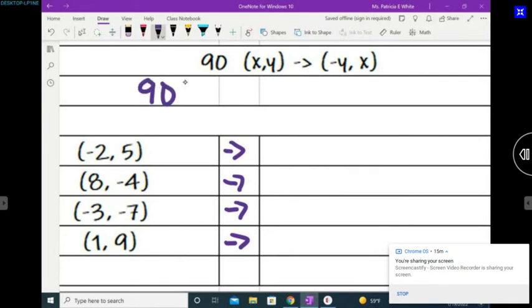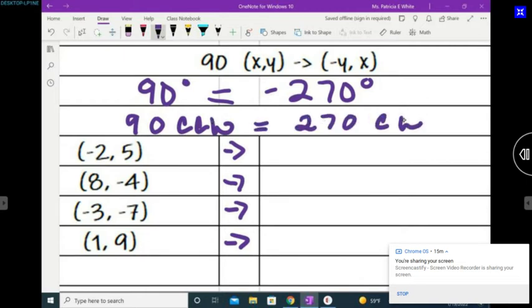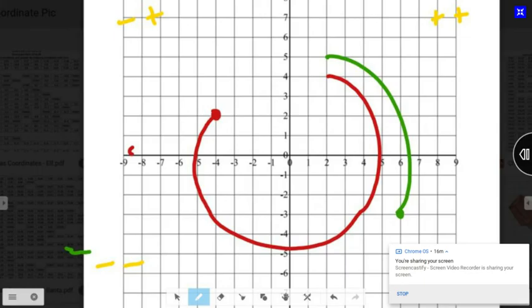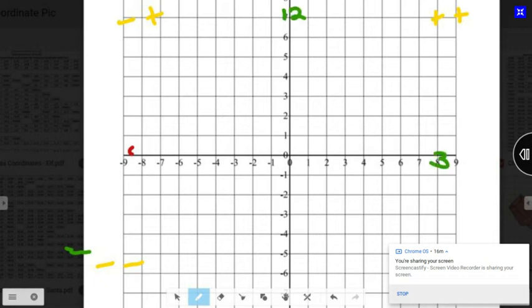is 90 degrees is equal to a negative 270. 90 degrees counterclockwise equals 270 clockwise. How does that work? So here's my clock. I'm here at noon, 3, 9, 6. If I went 90 degrees counterclockwise, that means that I'm going from 12 to 9 o'clock, right?